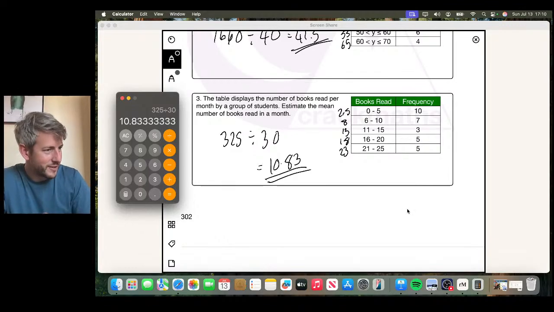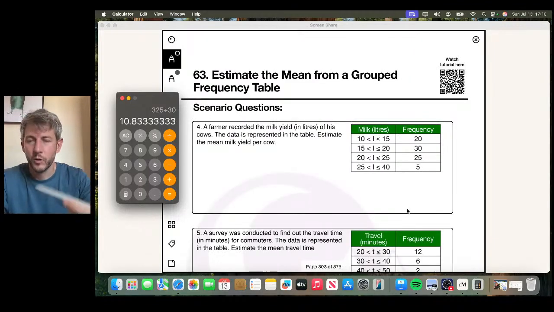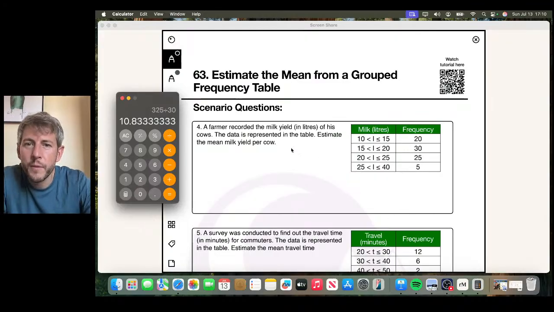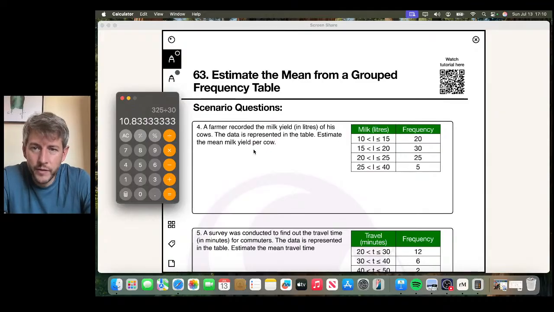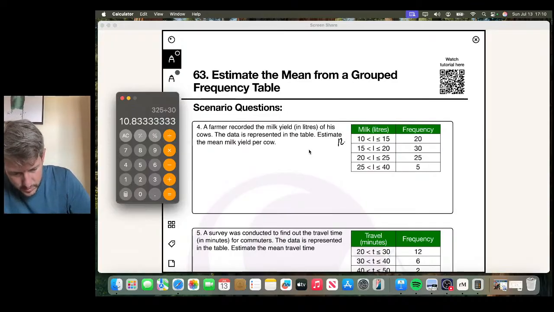Okay, right, let's continue. Question 4. A farmer recorded the milk yield in litres of his cows. The data is represented in the table. Estimate the mean milk yield per cow. Okay, so 12.5.